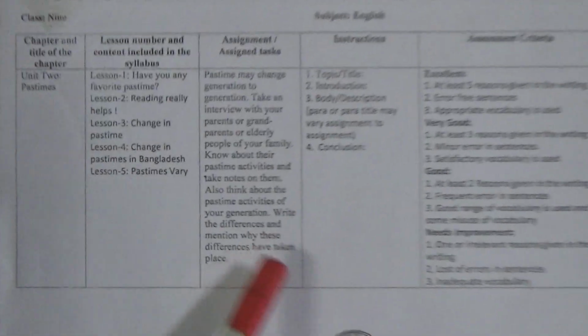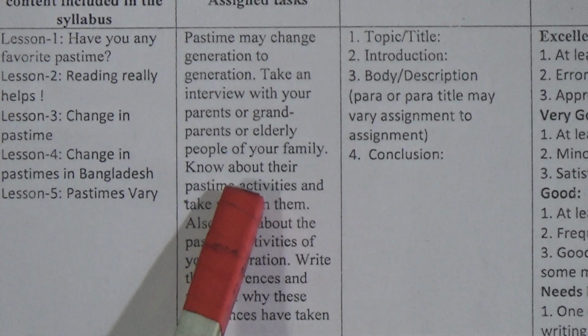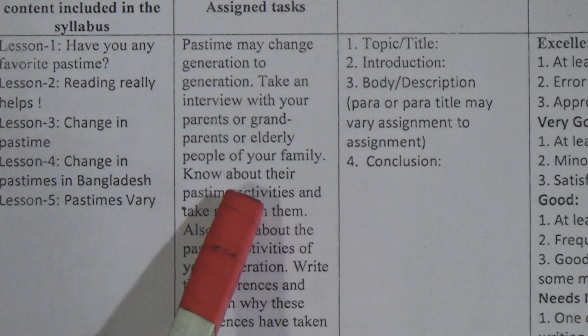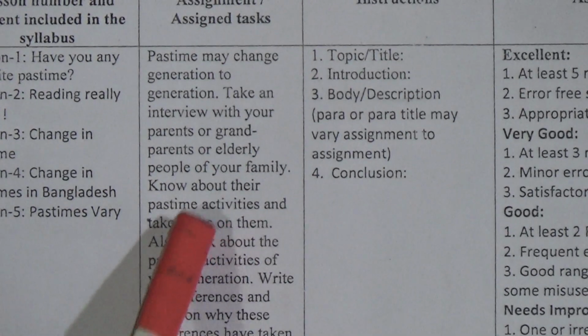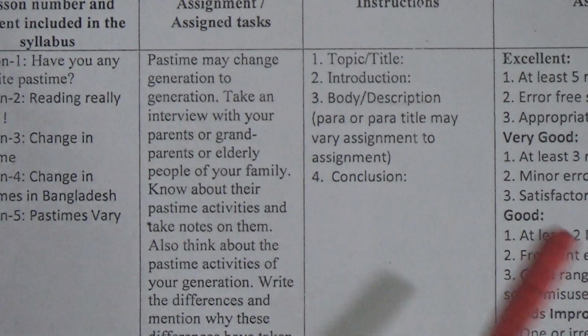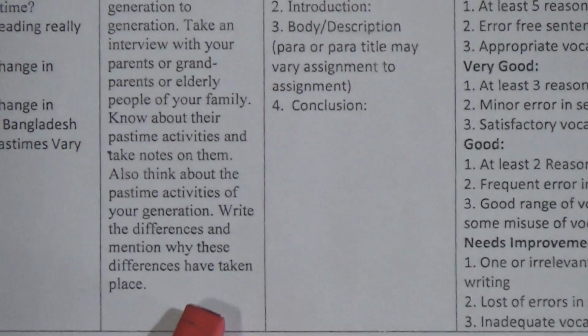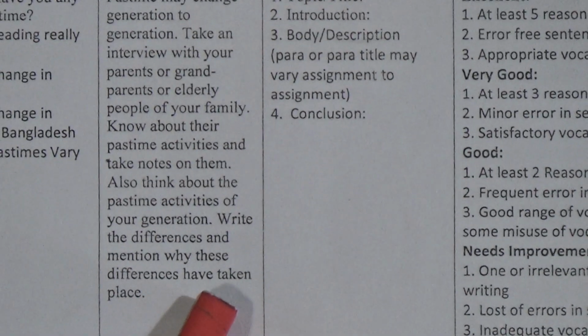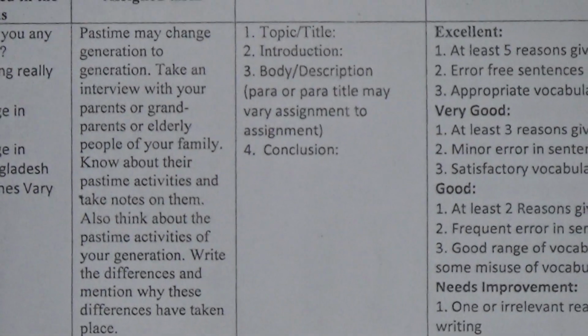So students, I hope you can understand what you have to write here. In past times people used to play daisy chains. They used to pass their pastimes by doing their favorite things. So you have to mention these things in your assignment, and also you can include your favorite pastimes. If you write according to the instructions, you will get excellent.